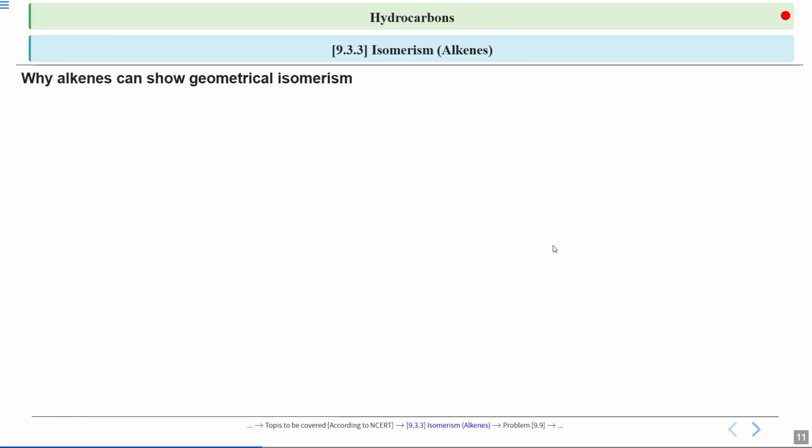Now, we will look at the reason why alkenes can show geometrical isomerism. This is an interesting aspect of alkenes that sets them apart from other hydrocarbons. Now, let us look at the reason for geometrical isomerism in alkenes. It involves the restricted rotation around the carbon-carbon double bond.